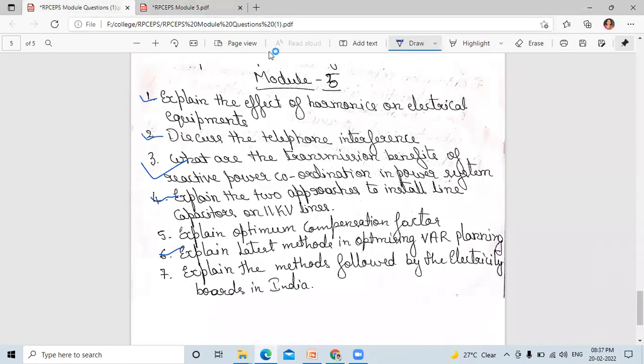So now you came to know for which question what answer you should write and how much you should write. All the best for your exam. Write well and score well.